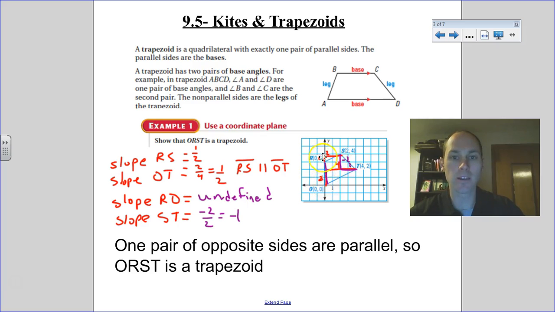RO has an undefined slope, it's vertical. ST goes down 2 over 2, which simplifies to -1. Those slopes are different, so they are not parallel. So since one pair of opposite sides are parallel, ORST has to be a trapezoid.